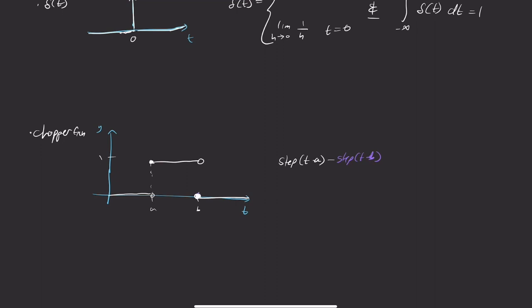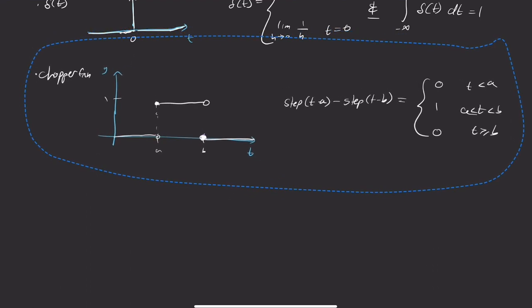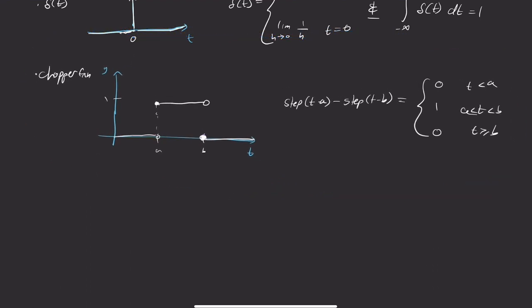And so mathematically, we define step t minus a minus step t minus b as being 0 for t less than a, 1 for t in between a inclusive and less than b, and 0 for t greater than or equal to b. Okay, and let's move on to talking a little bit more about eigenstuff.